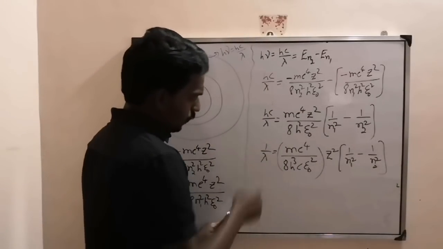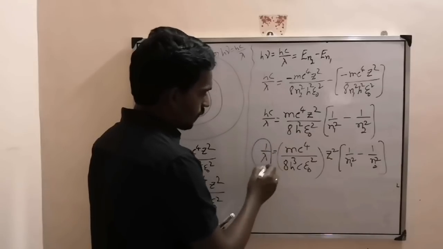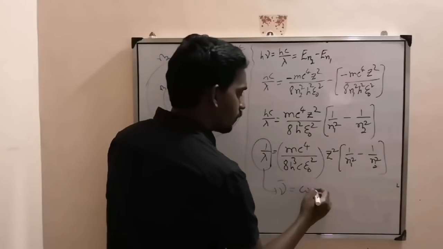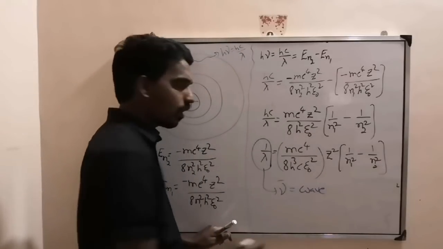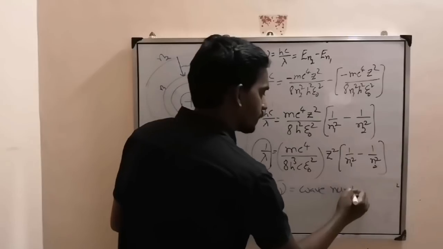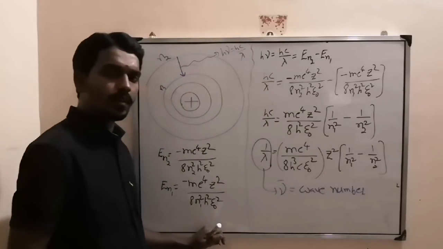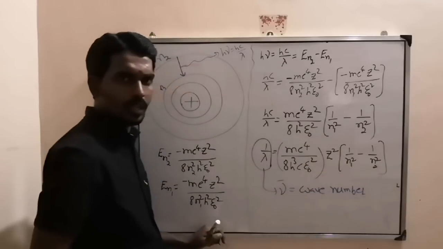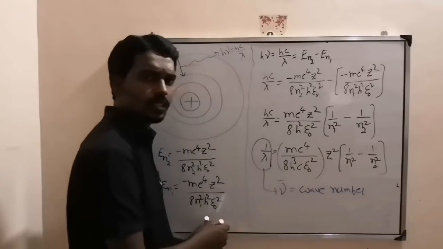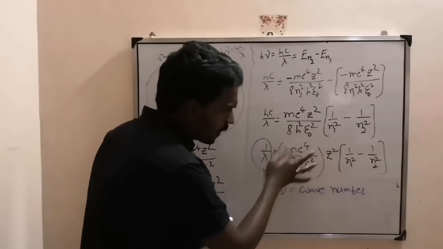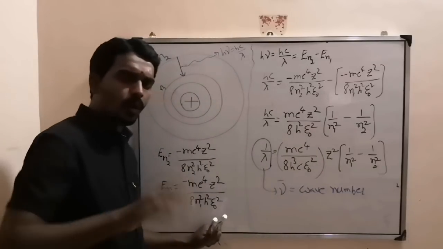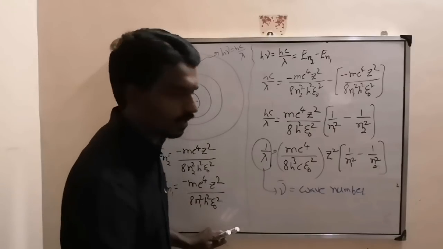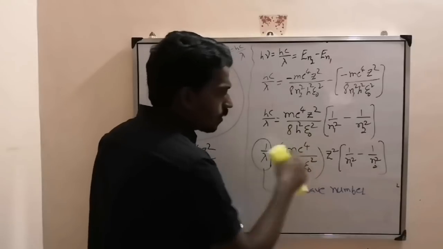So here this 1 by lambda is nu bar, we call it as wave number. Reciprocal of wavelength is called wave number. So the equation for wave number or reciprocal of wavelength is given by this. But here again, if you observe this equation, this term is same for every atom. Whatever may be the atom in which the electron is taking transition, these all values are same.